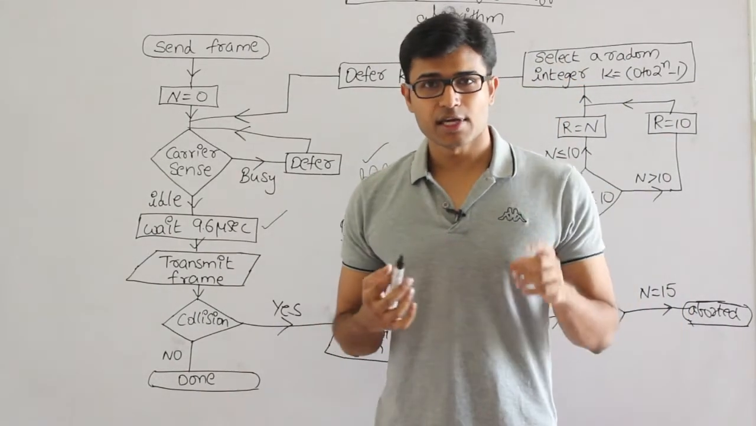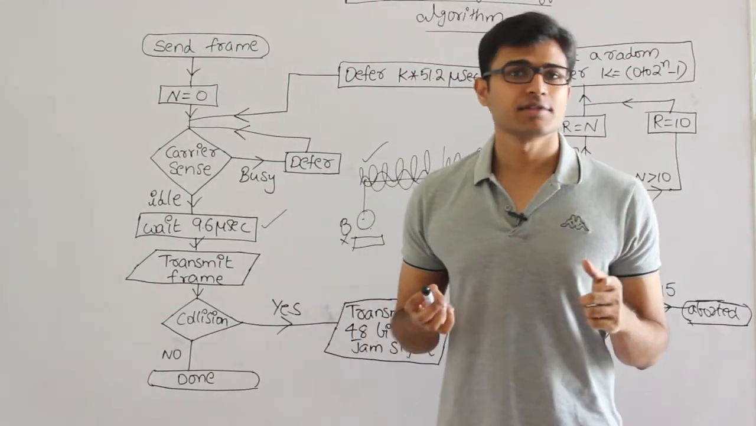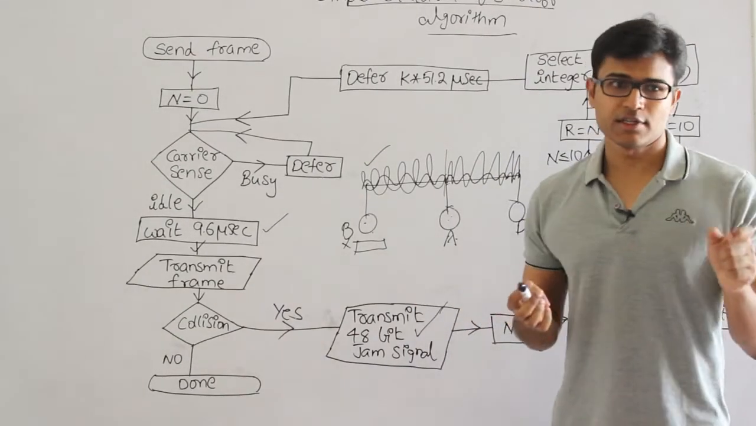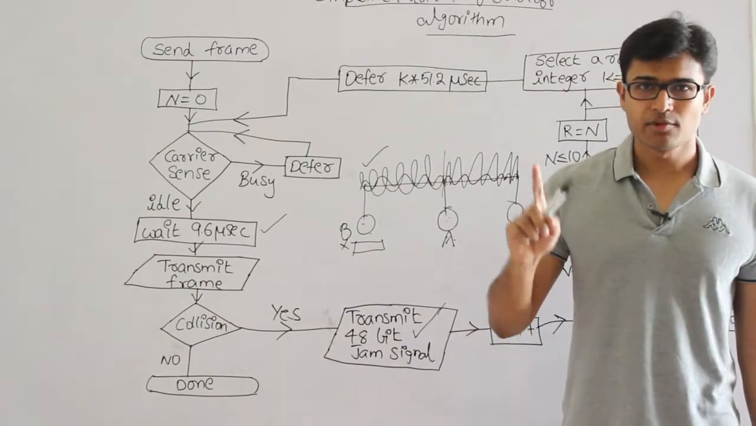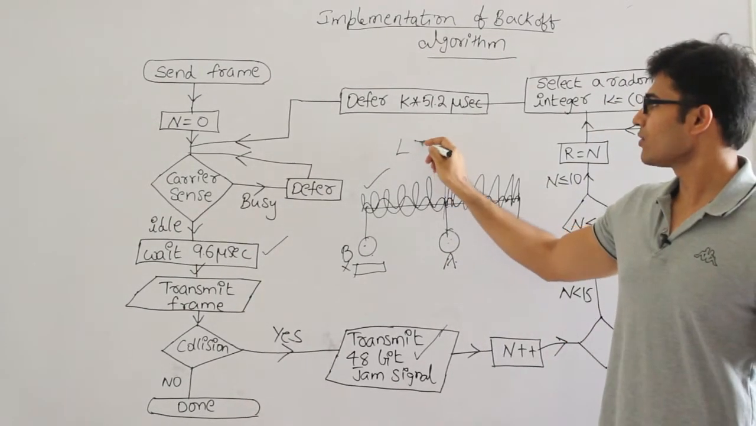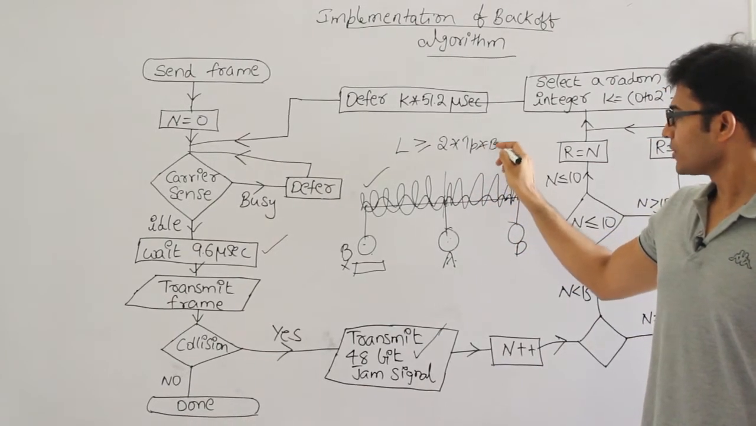And remember that jamming signal is not going to affect the minimum packet size. In one of the GATE questions they computed it wrong, which means they said that this is so and so is the jamming signal, therefore what is the minimum packet size? Minimum packet size does not depend on jamming signal. And the minimum packet size is always L is greater than or equal to 2 into TP into bandwidth.